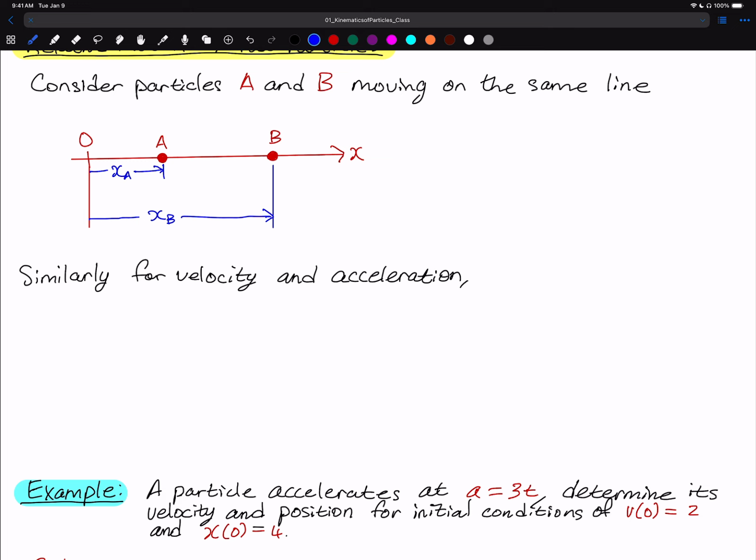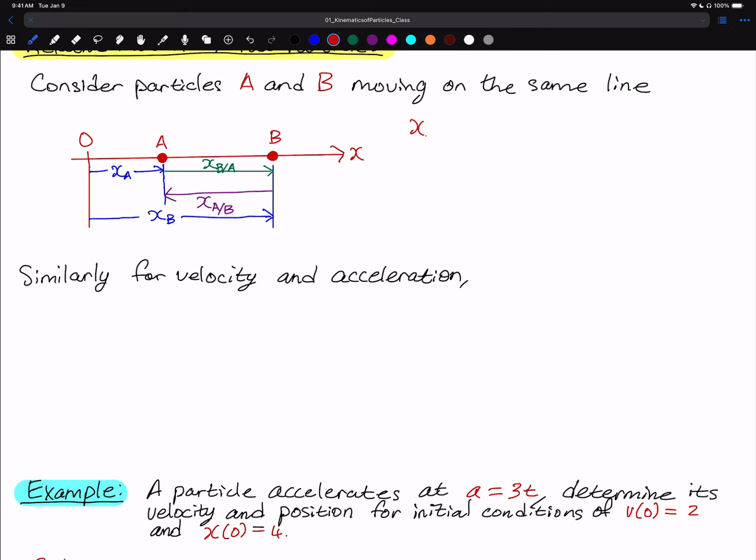The relative position of B with respect to A, we will start by drawing from position A to position B. And we'll write this as xB/A. If we want to talk about the relative position of A with respect to B, we would consider that as the position from particle B to particle A, and we'd write that as xA/B. And that means the position of A relative to B.